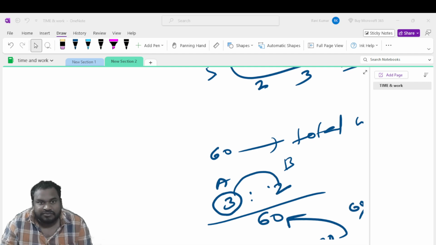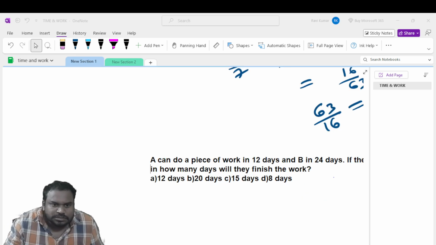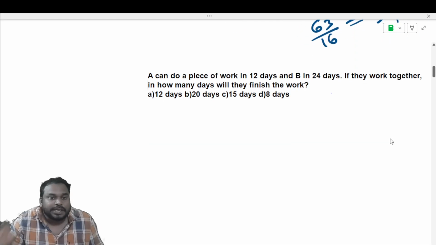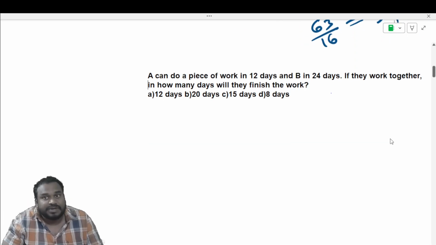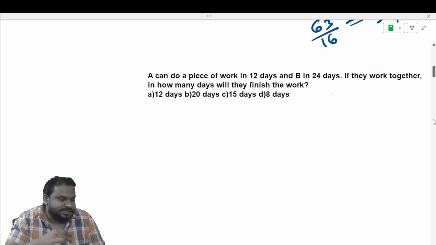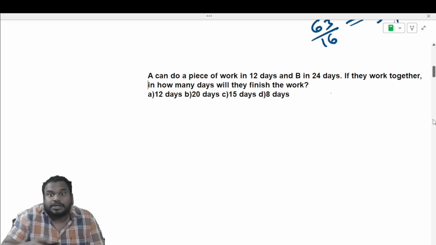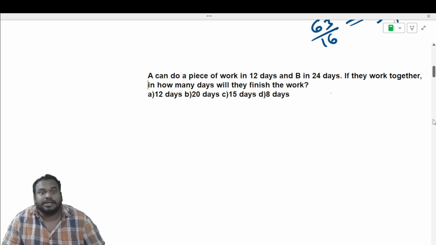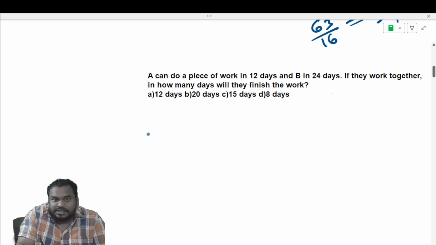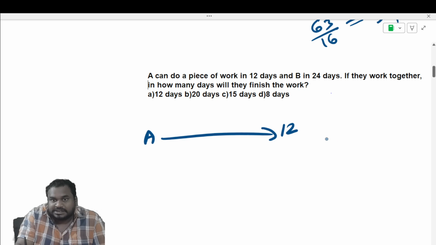So this is one kind of model you get. Okay, next, coming to the next question. A can do a piece of work in 12 days and B can do it in 24 days. If they work together, in how many days will they finish the work? See, A can do in 12 days. Okay. B can do in 24 days.